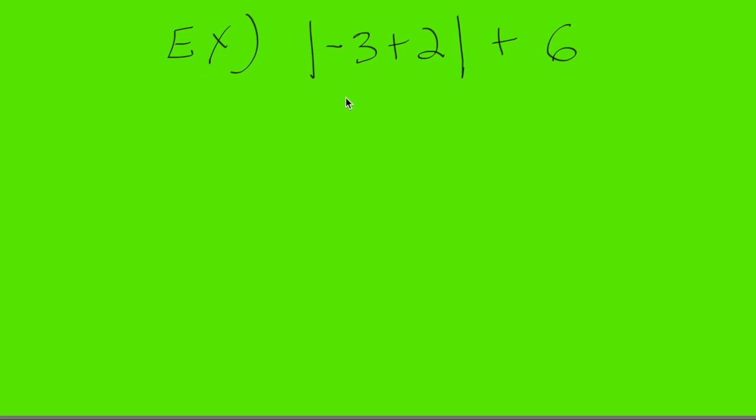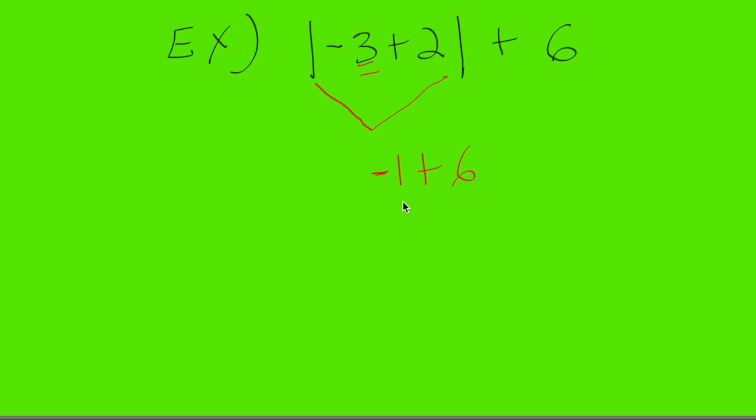Let's say we're asked to solve this problem: absolute value of negative 3 plus 2, plus 6. First we're gonna follow the same rule that we follow for order of operations, where we have to solve what's inside the absolute value first. So negative 3 plus 2, because they have different signs, you're gonna subtract and keep the sign of the larger number. So in this case, this is 1, and because 3 is larger and 3 is negative, the answer is negative 1, and plus 6.